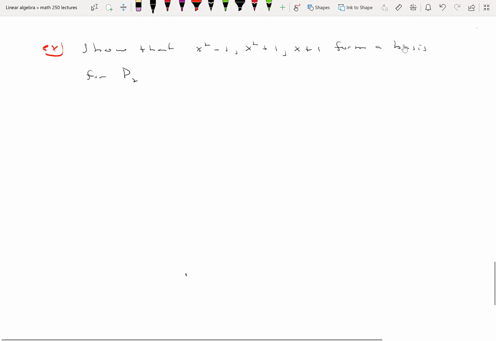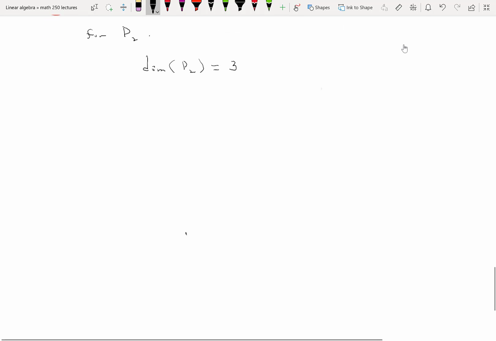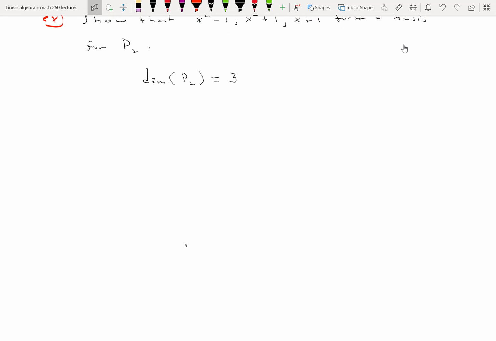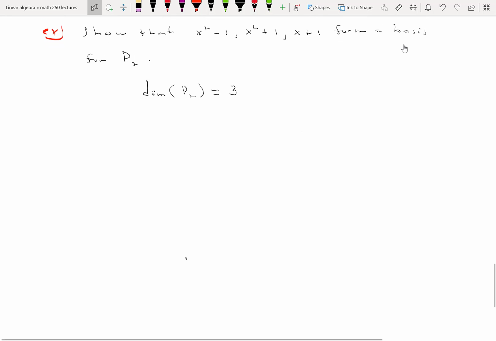Okay. Well, let's use Theorem 2.12. The dimension of P2 is 3. We know that. The standard basis vectors 1, x, and x squared form a basis, so the dimension is 3. So any set of 3 linearly independent vectors automatically forms a basis. We don't have to show spanning. We don't have to show the second thing. So let's test for linear independence.